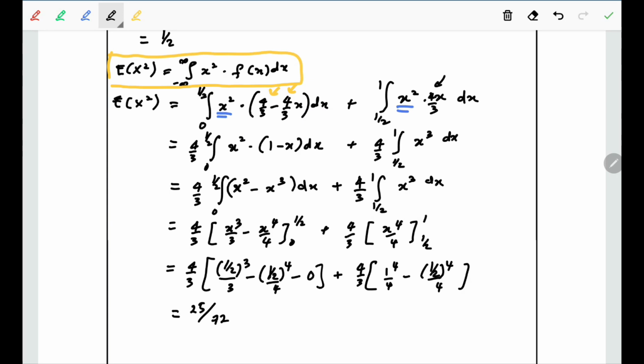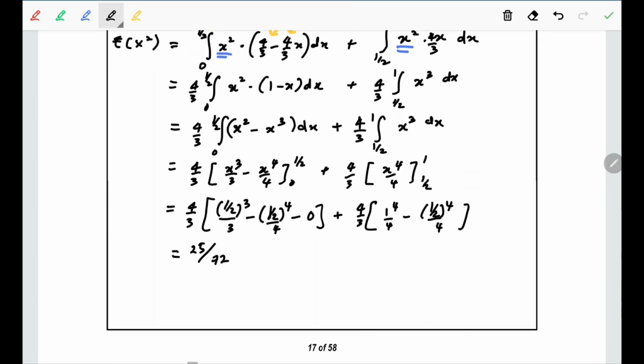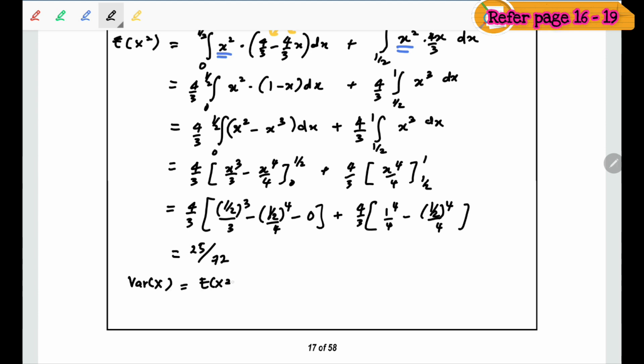Okay, so we have done the expected value of x squared. And then lastly, the question asks for the variance. So you should know that the variance is equal to the expected value of x squared minus the expected value of x, bracket squared. Okay, I'm going to put it in the box.